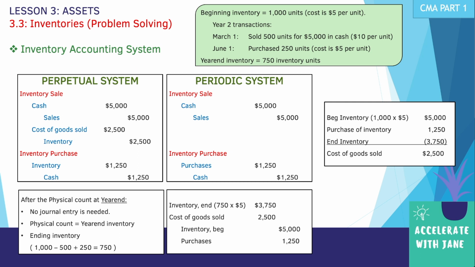Now, if we are to summarize, how did we arrive at the cost of goods sold? Again, we have here beginning inventory, 1,000 units multiplied by 5, which is the cost per unit. That is 5,000 US dollars. And then we add the purchase of inventory, that is 250 units multiplied by 5 per unit, which is 1,250. And then the ending inventory, that is 750 units multiplied by 5, so we deduct the 3,750. And then we get the cost of goods sold, that is 2,500. Let me know if you have questions, comment down below, and I'll try to answer them.